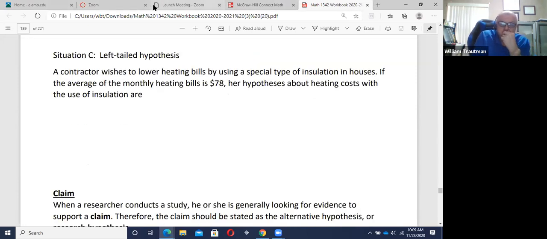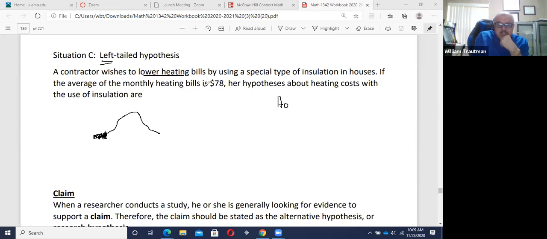Left tail hypothesis test. A contractor wishes to lower heating bills by using a specific type of insulation. He wants his heating bills to be lower. So if I do a normal curve and we're going to do a left tail, the left side is shaded in the tail.